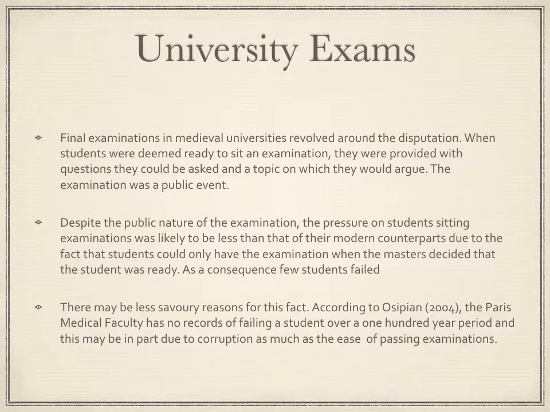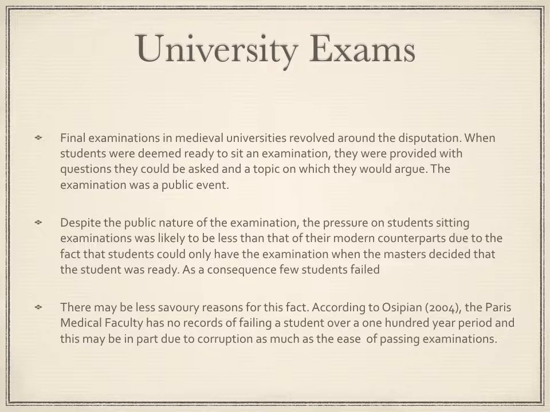So when do we get exams? Final examinations in medieval universities, around 1000 to 1500 AD, typically revolved around the disputation. When students were ready to sit the examination, they were provided with questions they could be asked on a topic which they would argue, and then there was a big public event where the examination was held. Essentially, the pressure was possibly less on students in that time, because they could only sit the disputation when their masters, their teachers, had said that the student was ready. So very few failed. And of course, some of them didn't fail because of corruption and other things.